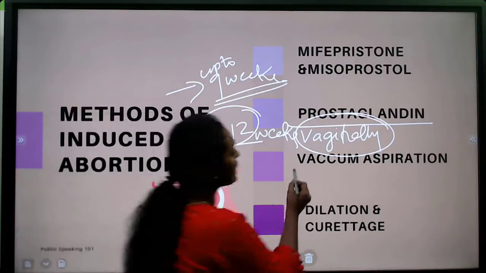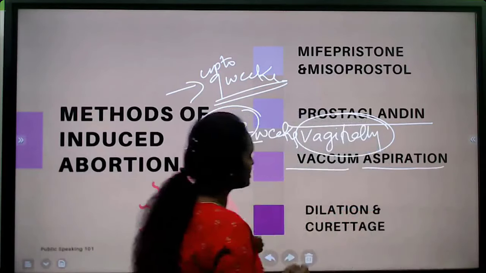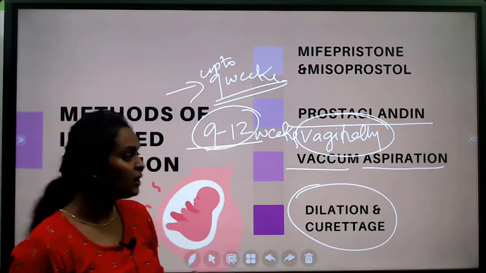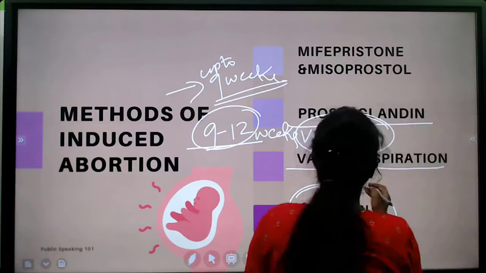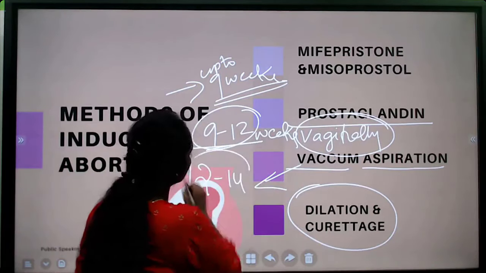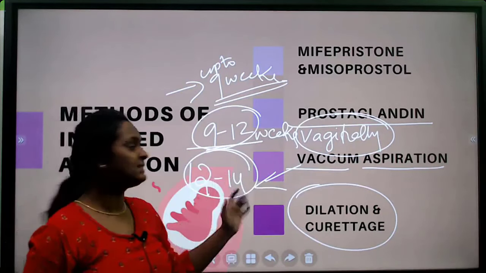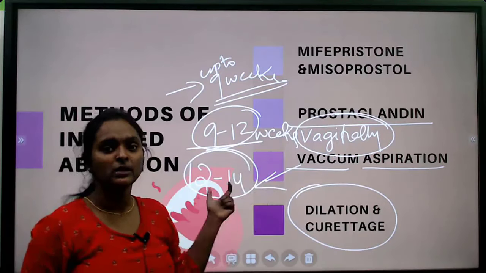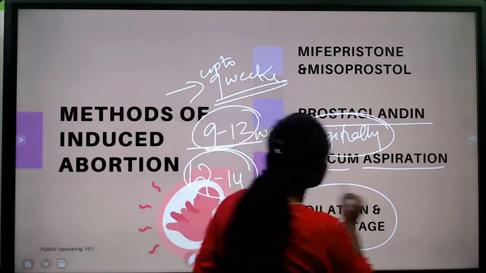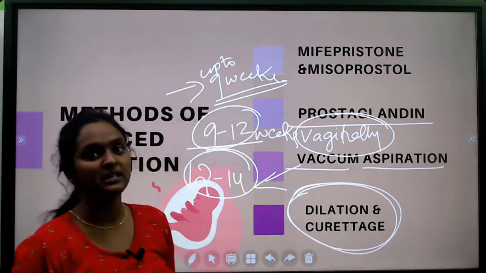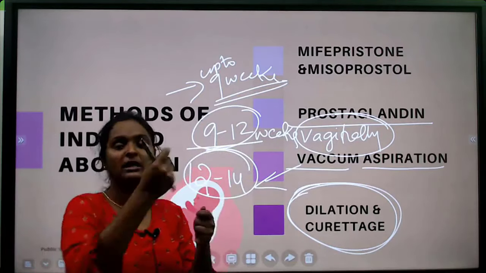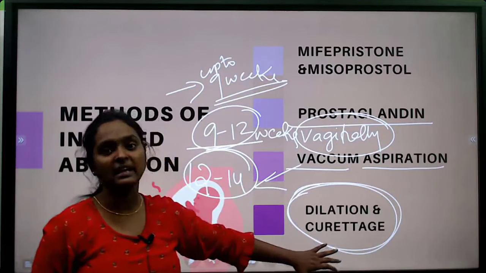And next one is vacuum aspiration and DNC. These two are procedures performed to terminate the pregnancy. Vacuum aspiration is done when the pregnancy is between 12 to 14 weeks. And next one is the DNC, where we mostly clean the uterine walls. To clean out the endometrium, we use this dilatation procedure.